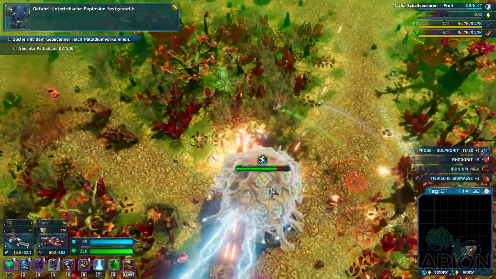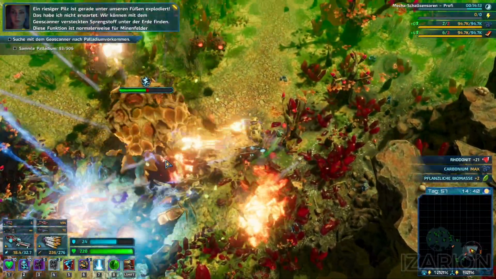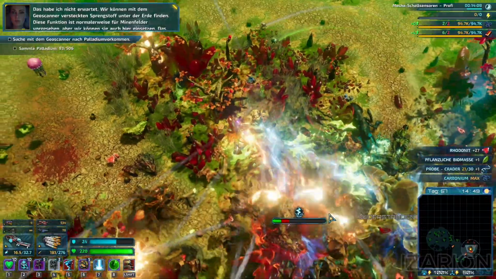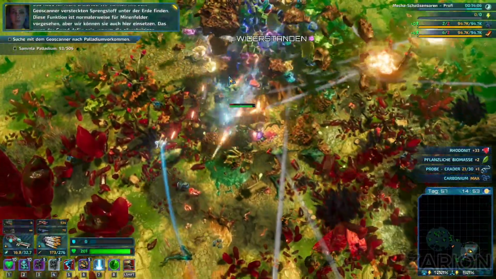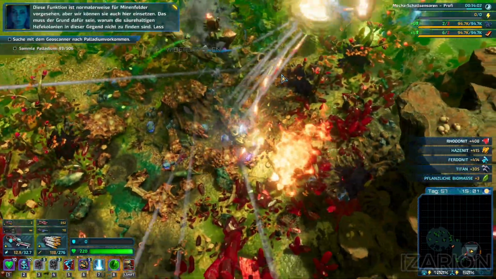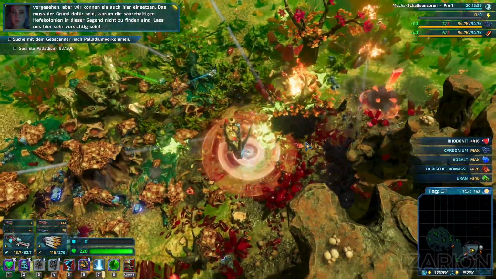Explosion detected. A giant mushroom just exploded under our feet. I didn't expect that. We can use the geoscanner to detect hidden explosives underground. This functionality is normally used for detecting minefields, but we can use it here as well. This must be the reason why the acidic yeast colonies are not present in this area. Let's be careful here.